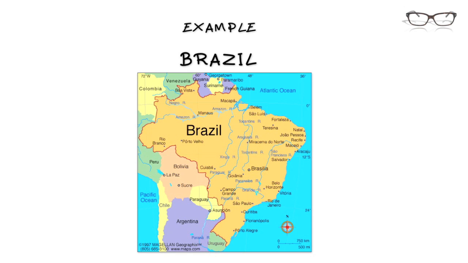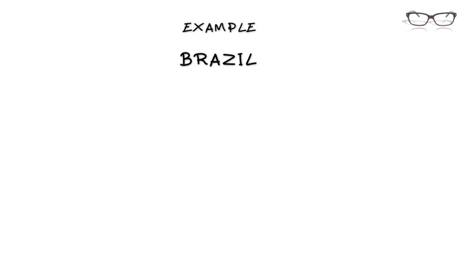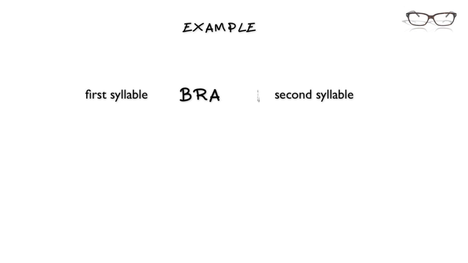So let's immediately look at an example of this. This is a word I'm writing which you all know, Brazil. It's the name of a South American country. But how does an English person pronounce this word? Well, it has two parts, two syllables. The first syllable is bra. The second syllable is zil. Now, the stress is on the second syllable, and so an English person pronounces this word Brazil.